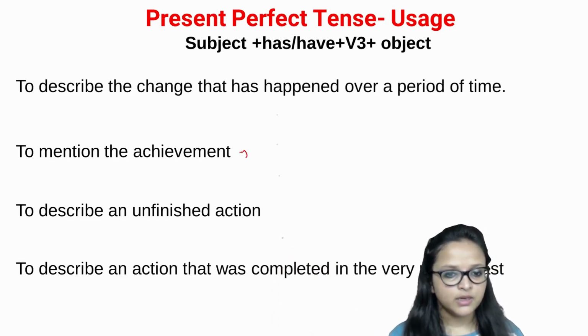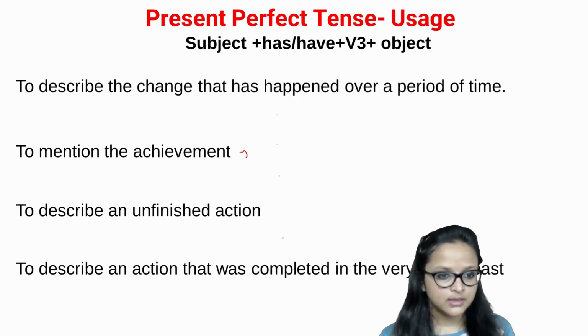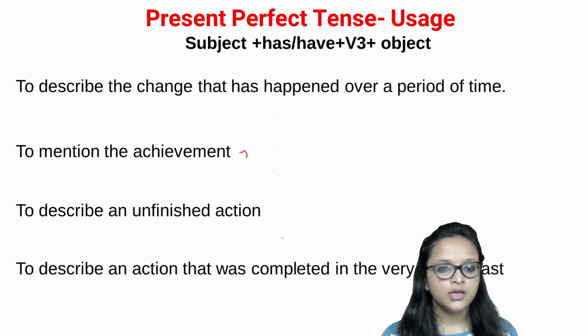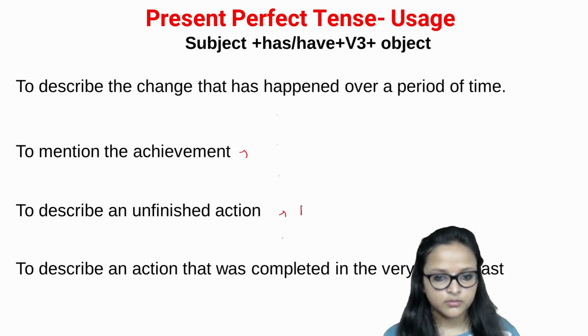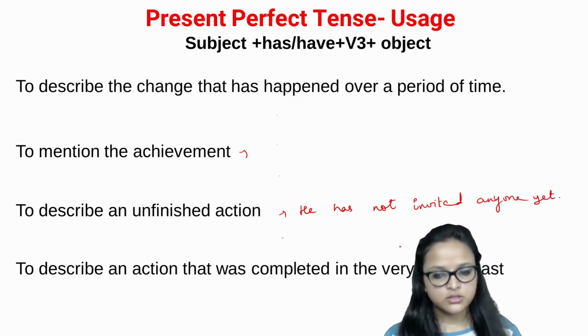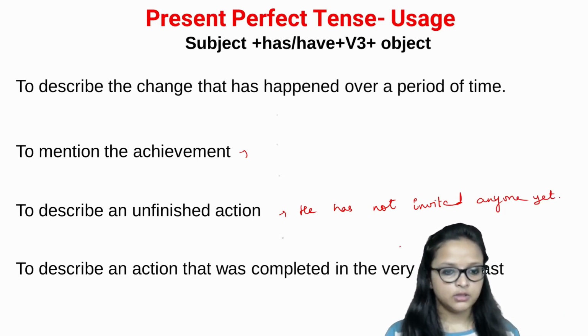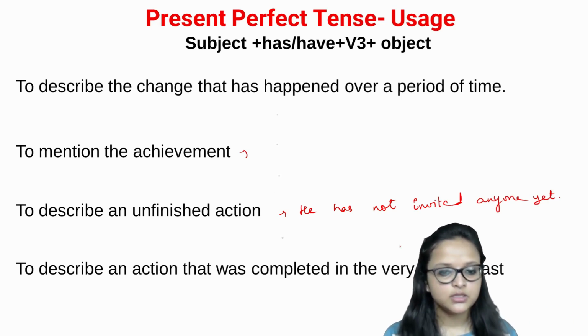To mention an achievement, he has won 5 Nobel Prizes. An achievement. He has won 5 Nobel Prizes. He has played hockey at international level. This is an achievement. To describe an unfinished action, he has not invited anyone yet. So when this action is not completed, he is supposed to invite someone, but he has not done it. The action is unfinished. Your activity is not finished yet.